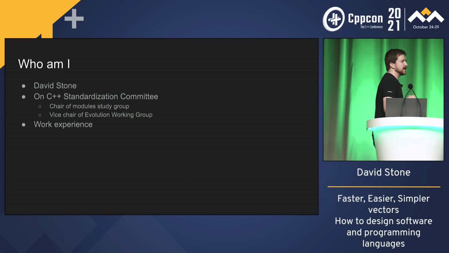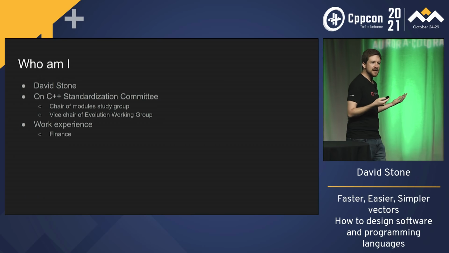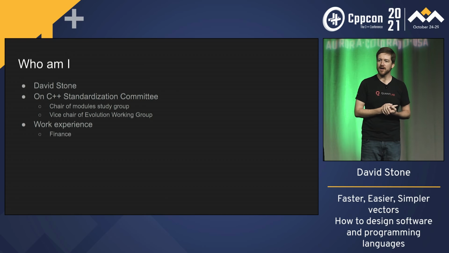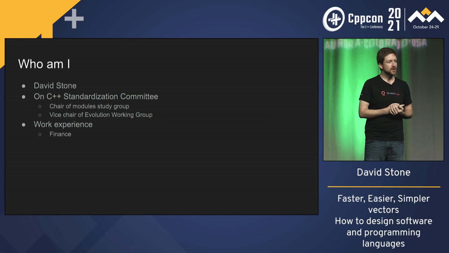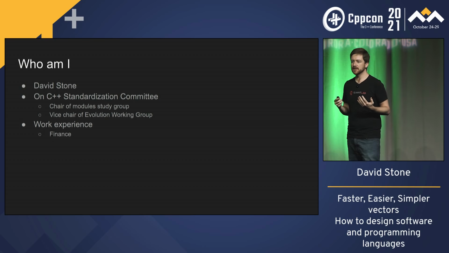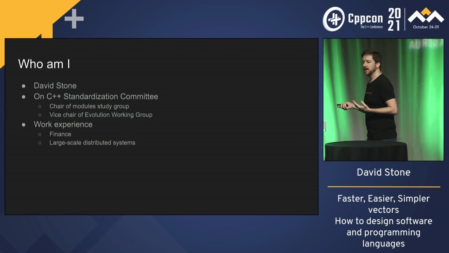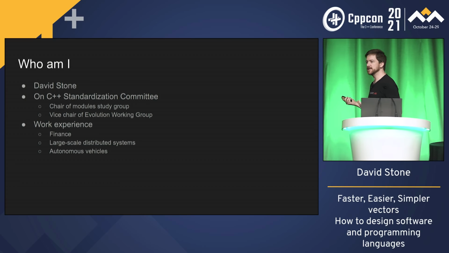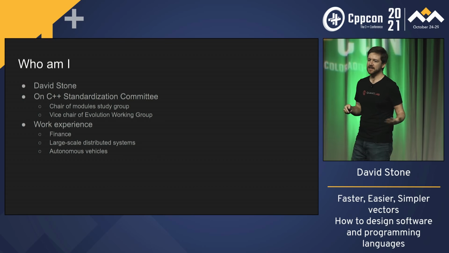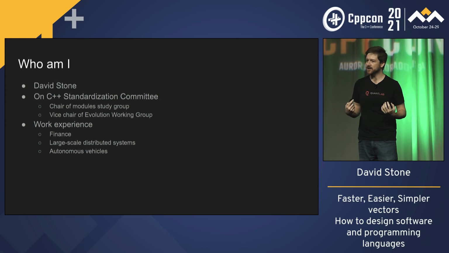I also, my work experience, I've worked in finance for maybe 7 years total, across a few different companies. I'm at QuantLab right now, working on high-frequency trading systems, where throughput is really important and latency is really important. But I've also worked on large-scale distributed systems and on autonomous vehicles. So again, systems where performance is at a premium, where you need to make guarantees of things will run this good. So that's kind of the perspective I'm coming from. Performance matters.